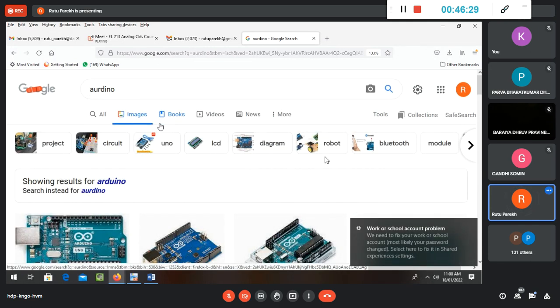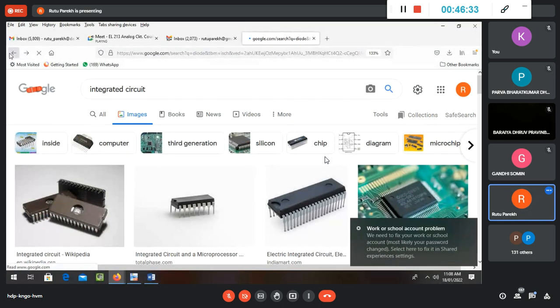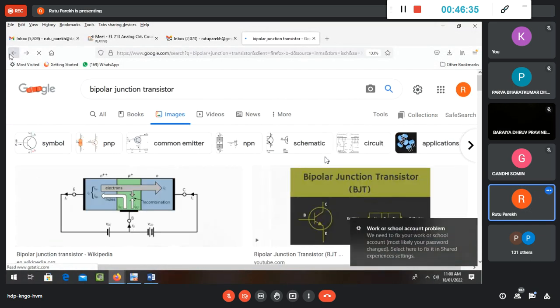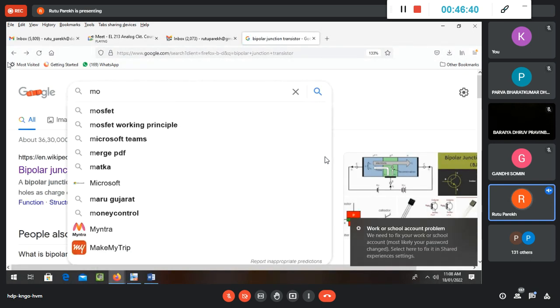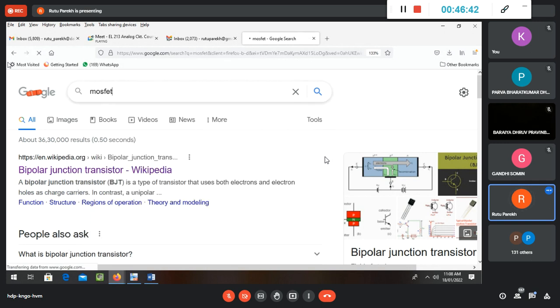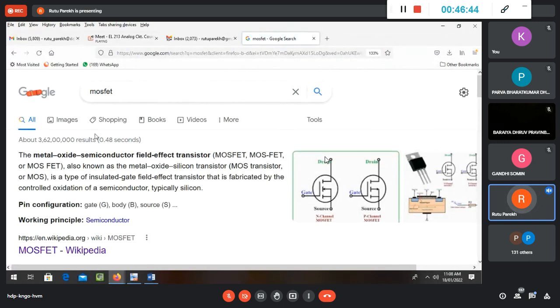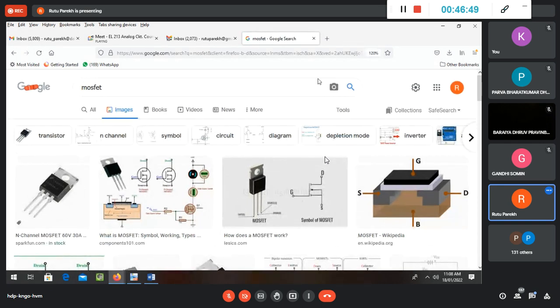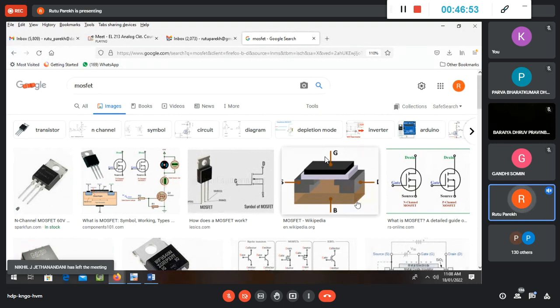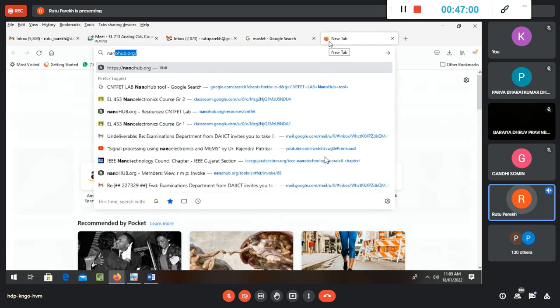But as I said, electronics is getting smaller and smaller because of the MOSFET that you saw. This is how the MOSFET looks. It gets smaller and smaller. So the nanometer scale that I showed you.